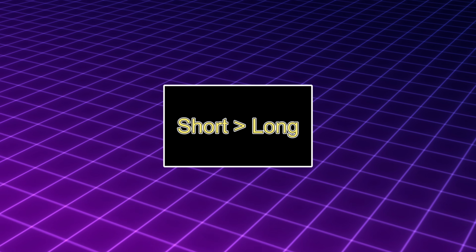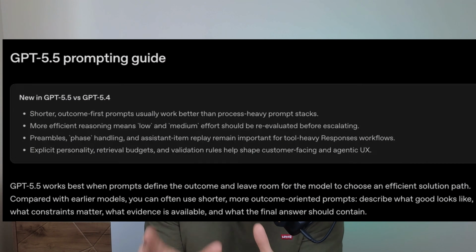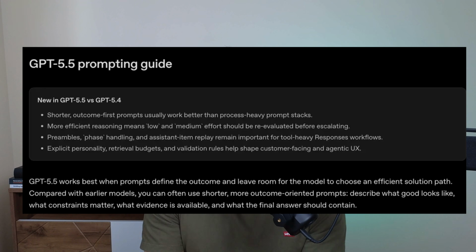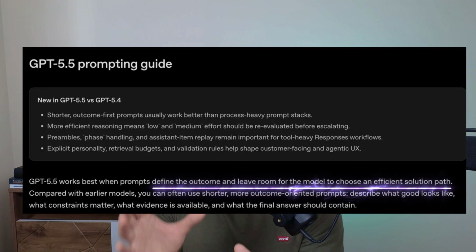Number 3. Short prompts beat long ones. OpenAI just dropped GPT 5.5 early this month with a new prompting guide. And both that guide and Anthropic's recent context engineering post said the same thing. Outcome-first prompts beat the long, process-heavy ones. The old habits we picked up 2 years ago are actively holding the new models back. So stop writing essays. Just state the goal, the constraints, and what done looks like.